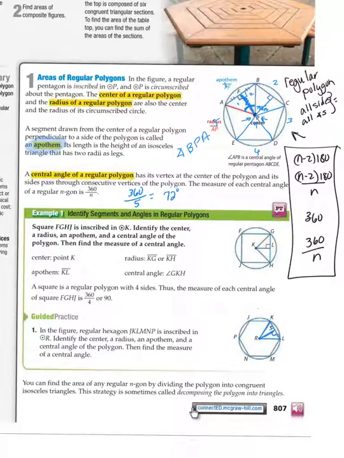To find angle KRL right in here, I would take 360 and divide it by how many pieces of a circle I have. I've got 1, 2, 3, 4, 5, 6. So I have a hexagon in there. So each central angle is 60 degrees. Now I see some 30, 60, 90 rules coming up.